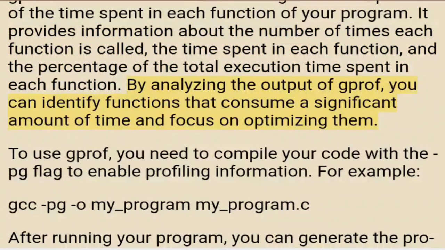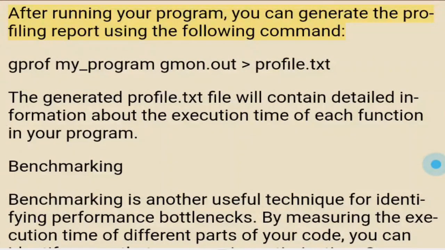By analyzing the output of gprof, you can identify functions that consume a significant amount of time and focus on optimizing them. To use gprof, you need to compile your code with the -pg flag to enable profiling information. For example, gcc -pg -o my_program my_program.c. After running your program, you can generate the profiling report using the following command: gprof my_program gmon.out > profile.txt. The generated profile.txt file will contain detailed information about the execution time of each function in your program.